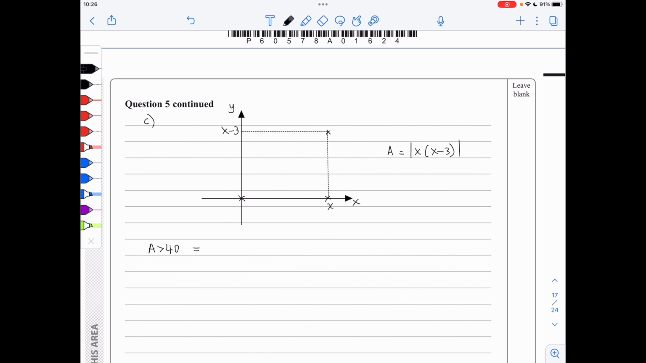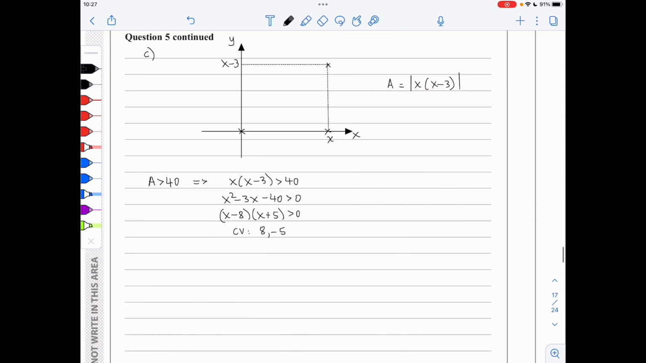Which means that we need x times (x minus 3) to be greater than 40. This is a quadratic inequality. So x squared minus 3x minus 40 is greater than 0. This factorizes into (x minus 8) times (x plus 5) greater than 0. The critical values are 8 and negative 5, which means that I could draw my parabola here.